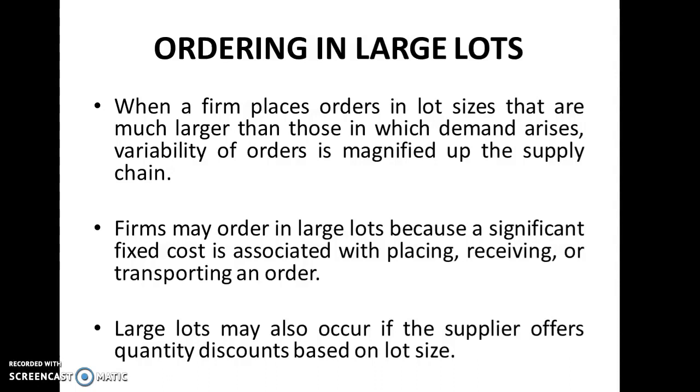But firms may order in large lots because a significant cost is associated with placing, receiving, or transporting an order. That is, firms may go for a bigger lot size even to reduce the fixed cost. Large lots may also occur if the supplier offers quantity discounts based on lot size. Suppose the supplier offers a discount for large lot size orders, then people may also go for orders in large lots.